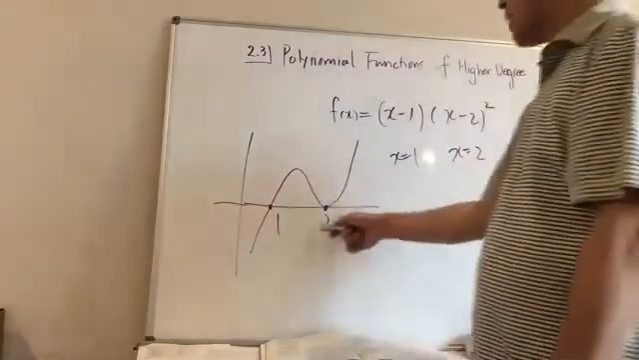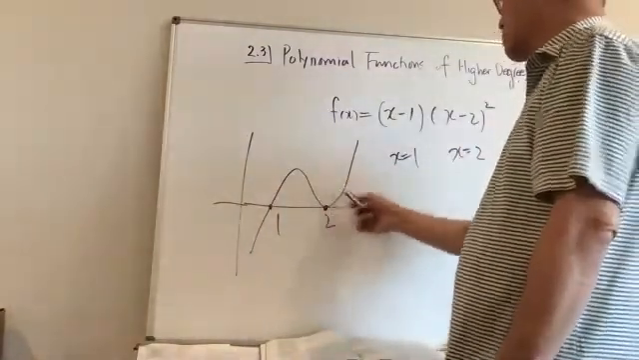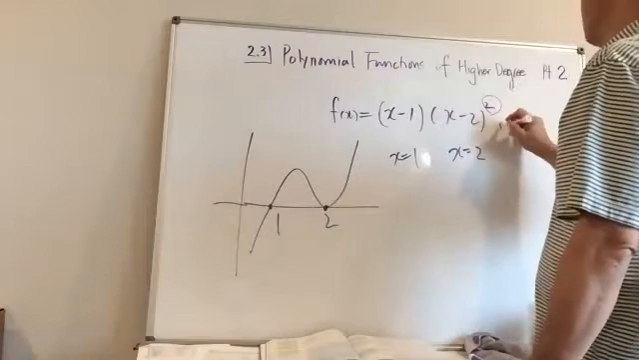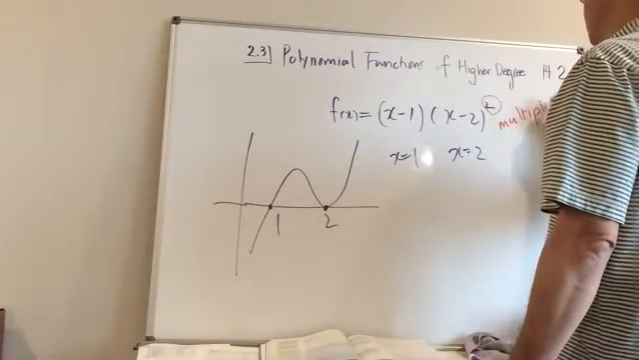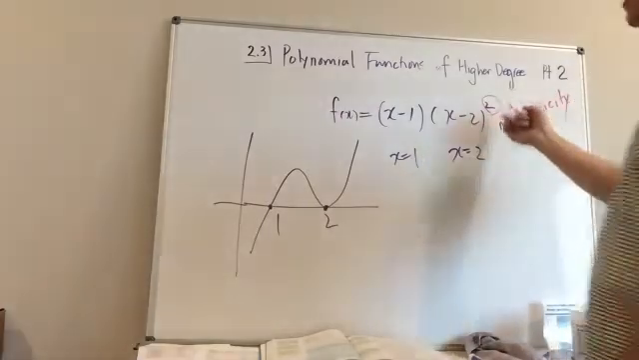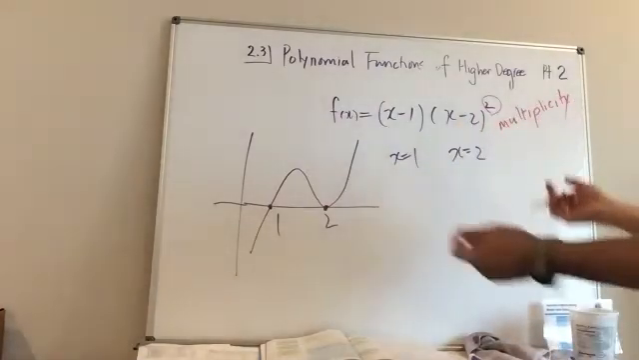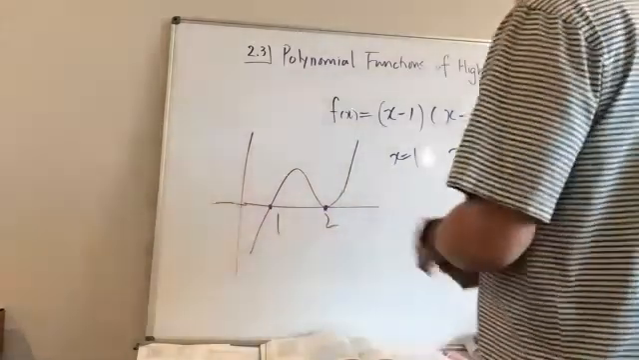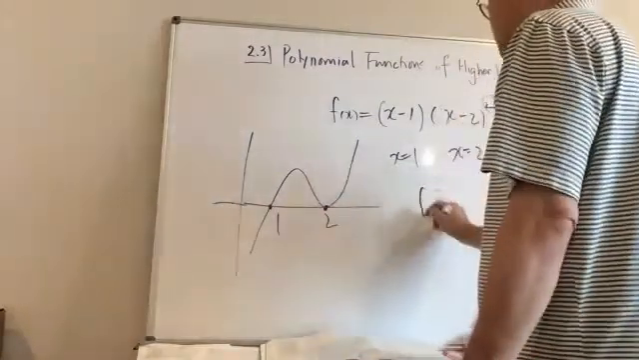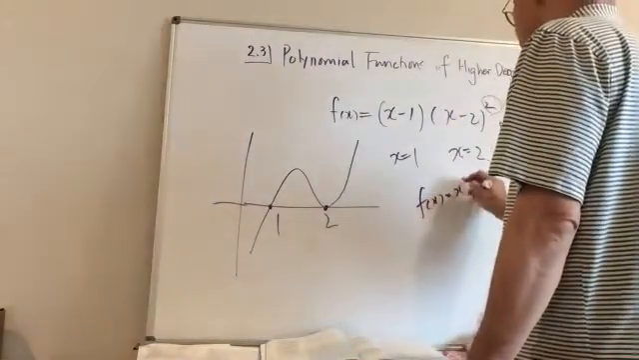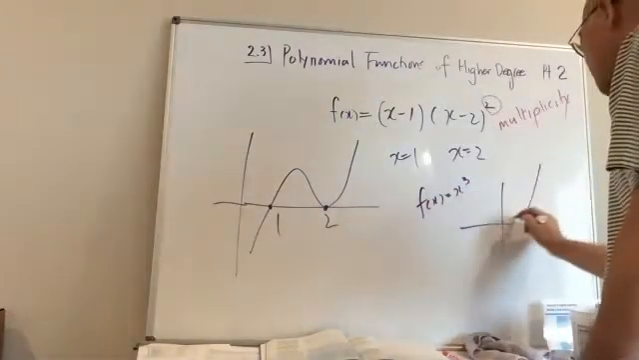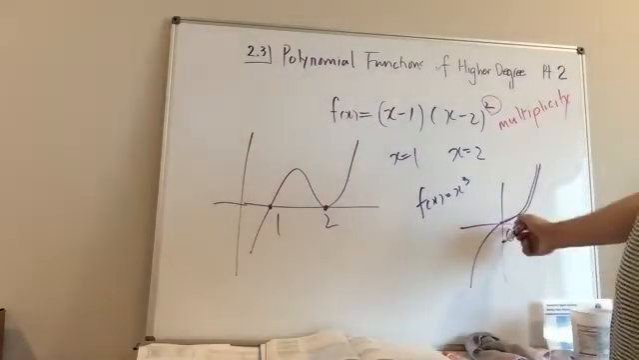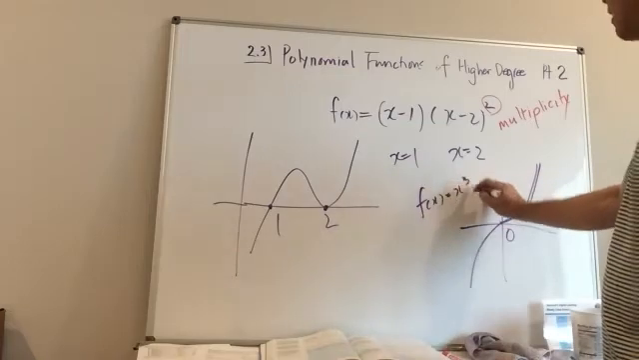These types of things we call a multiplicity. Here, when you end up with something like this, it's called a multiplicity. This would be a multiplicity of 2. I can end up with a multiplicity of 3, 4, 5, however it may be. So let's look at f of x equal to x cubed. We already know what this looks like, right? It looks like this, with a 0 here. I only have one root here, but I have a multiplicity of 3.